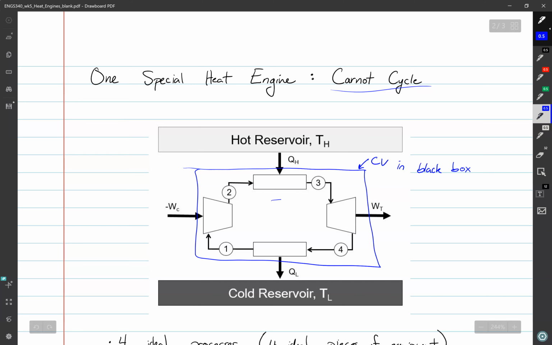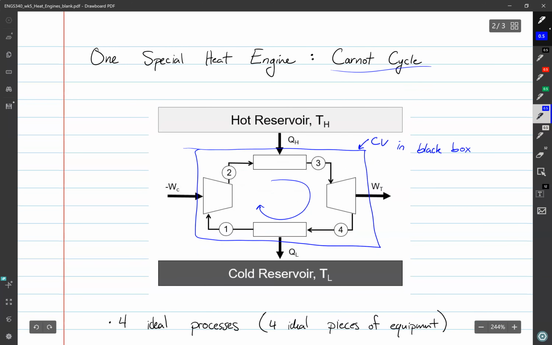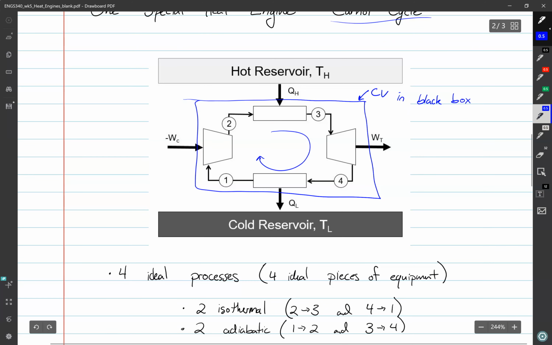You can see it's operating in a cycle where we would have something go from 1 to 2 to 3 to 4, back to 1 to 2 to 3 to 4, back to 1, and we could have it keep going around forever. We're letting heat pass from our high temperature reservoir or hot reservoir to our cold reservoir. In this case, we have some work going in, which I've called minus WC, and we have work going out. We could combine those and talk about a net work output.